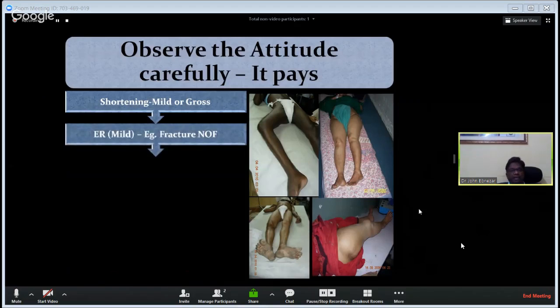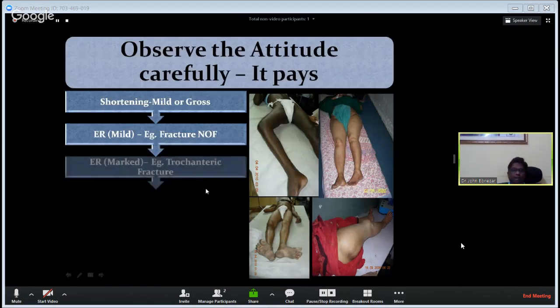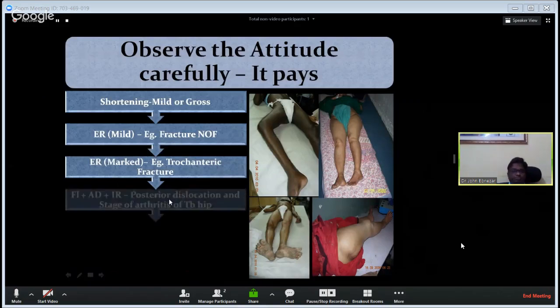Second, is the limb externally rotated? If it is externally rotated, is it mild? If it is mild, it is usually because of a fractured neck of femur. An old fractured neck of femur will have not complete rotation but mild external rotation. Then, is the external rotation marked? It could be because of trochanteric fractures. In examinations you don't get acute fractures, you get old fractures, so that could point towards some trochanteric pathology.